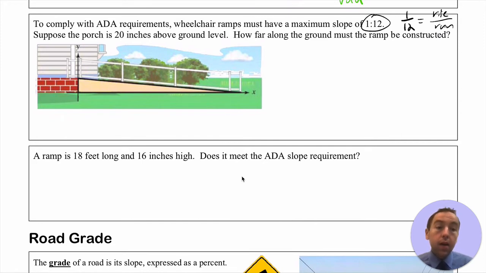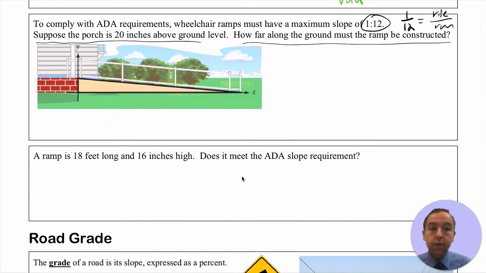So it needs to be underneath that and be less steep then, because you don't want it to be too steep. So if we suppose this porch is 20 inches above the ground level, then how far along the ground must the ramp be constructed? So based on our diagram right here, we're seeing that the porch is 20 inches above ground level, so that's going to correspond to the fact that right here, this is going to be 20 inches high. And what we're wanting to know is how far along the ground must the ramp be constructed. So we want to go out, and see how far we want to go out in that particular regard.